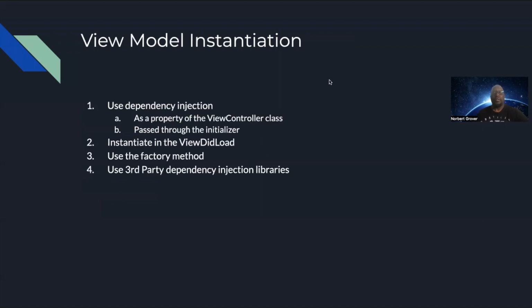Okay. And another thing that we have to learn about is model view instantiation, because I only did it one way, right? And basically I created it as a property of the view controller class. But there are other ways. You can instantiate in the viewDidLoad. You can use the factory method. You can use third-party dependency injection libraries. And I'm going to discuss what that means more in depth.